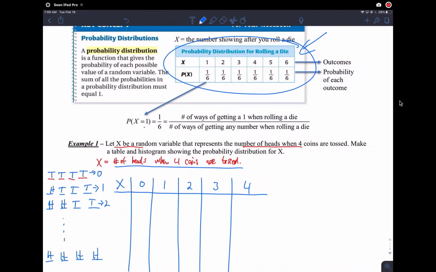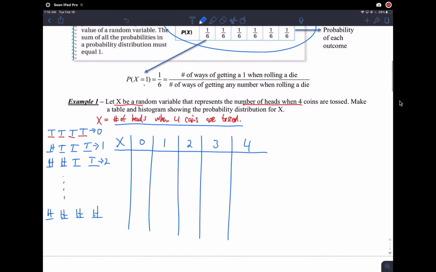All right, the difference between this probability distribution and the die probability distribution is that each outcome is not equally likely. Okay, so getting 0 heads doesn't happen in the same number of ways as getting 1 head. So let me try and elaborate there a little bit.